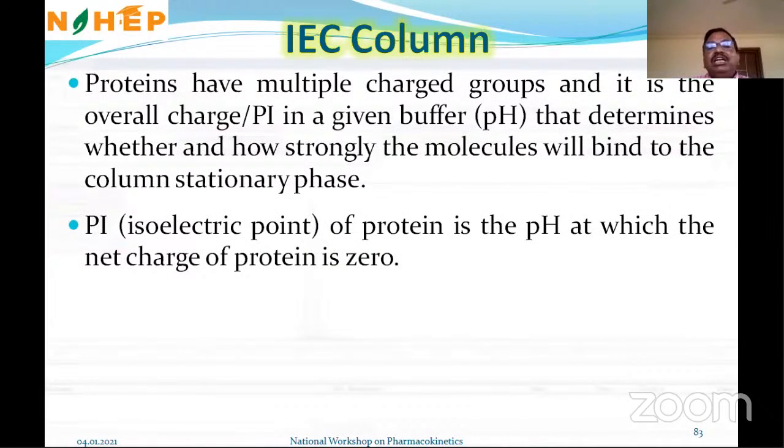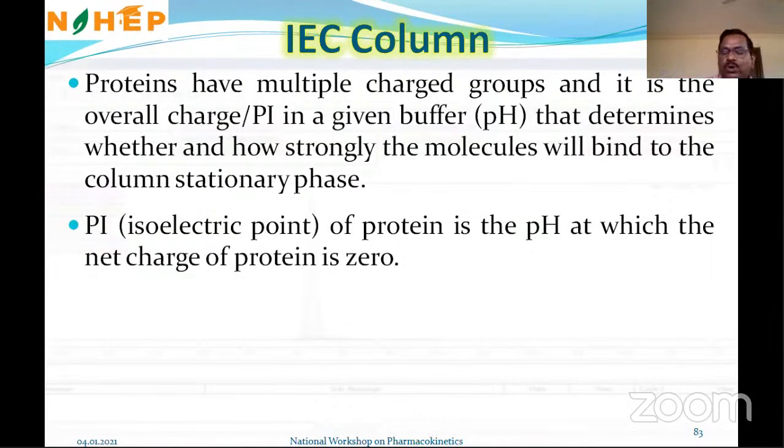Proteins have multiple charged groups, and it is the overall charge, or pI, in a given buffer that determines how strongly the molecules will bind to the column stationary phase. You know that proteins are zwitterions. They contain both positively charged and negatively charged groups. Whether a particular protein binds to the anion exchange column or not is determined by its pI. The pI is nothing but the isoelectric point of the protein. It is the pH at which the net charge of the protein is 0. Zero means it will not bind, it is eluted. So by changing the pH in the opposite direction, the proteins may bind to the stationary phase or elute along with the mobile phase.